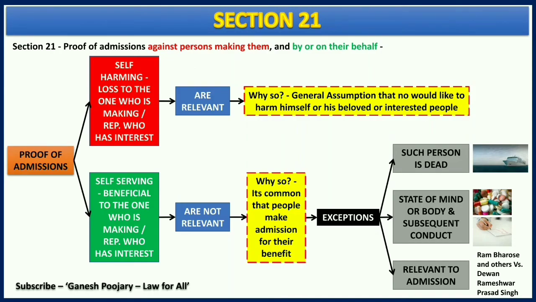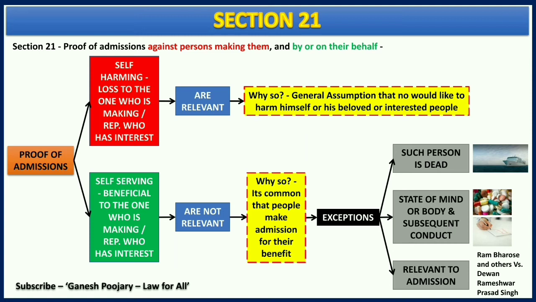Here comes the chart. We have read a lot of theory in my previous slide, and if you are unable to understand that legal language, this chart will clarify everything very easily. First thing first, look at the title of section 21. It has three major parts if you ask me. In the first part, it says proof of admissions. Secondly, it says against persons making them, and then by or on their behalf.